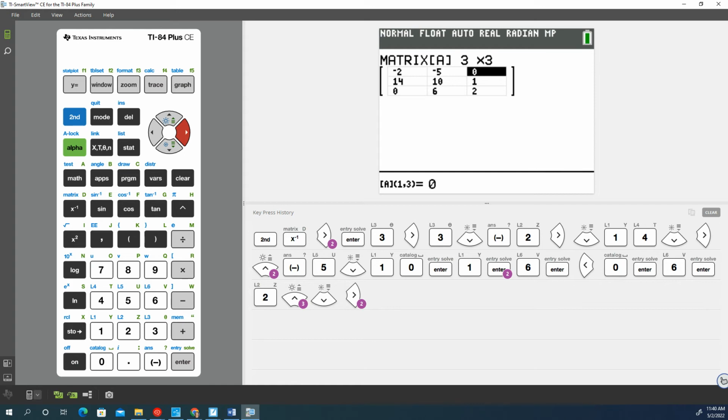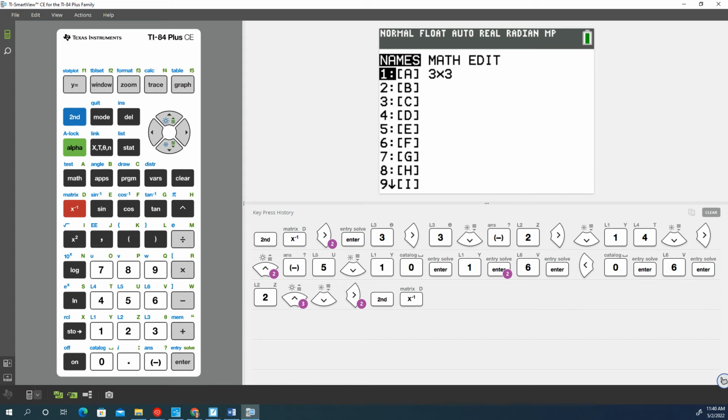Everybody make sure you typed it in right. So if you hit second matrix again, now you can see that 3 by 3 stored in matrix A. Oh, I put it in matrix B. That's okay. You'll just type B instead of A, flip flop them. Yeah, that's okay. All right, so now toggle down.